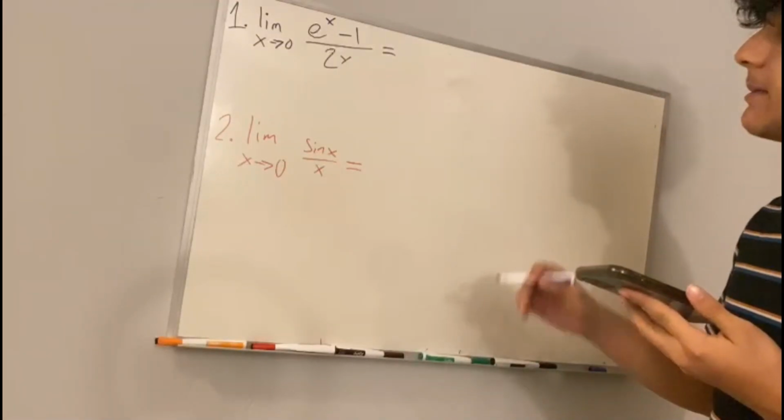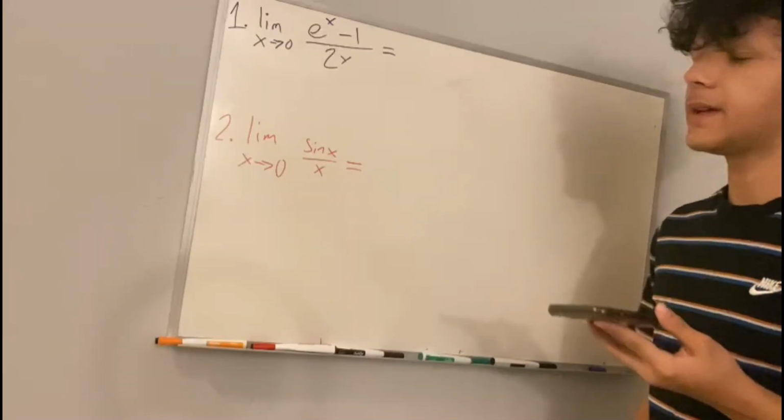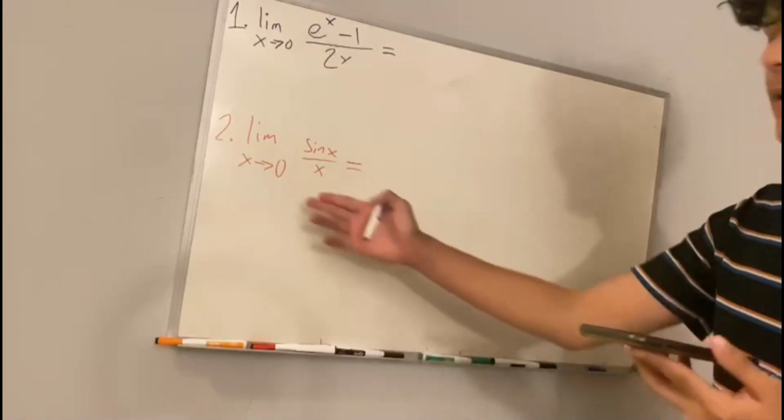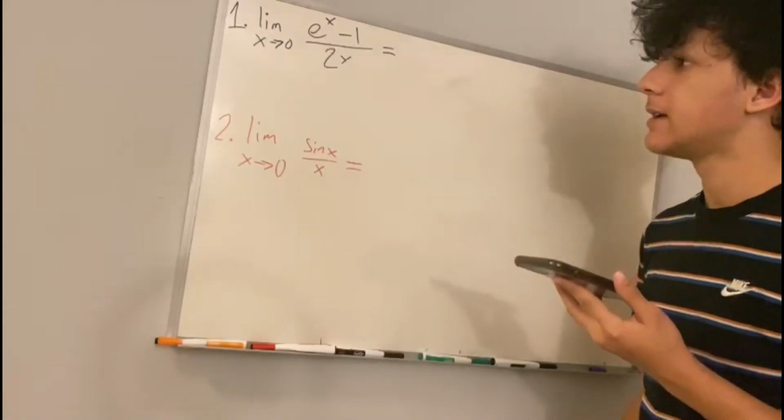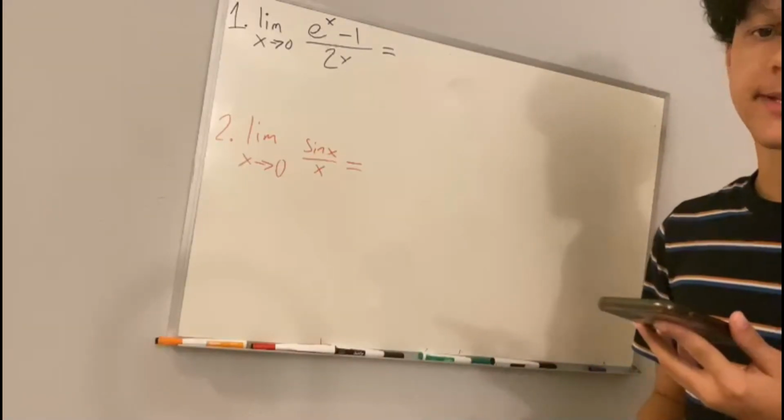Alright, so here we're given a limit, the limit as x approaches 0 of e to the x minus 1 over 2x, and that's problem 1. We got problem 2 right here. So how would we solve this using L'Hopital's?